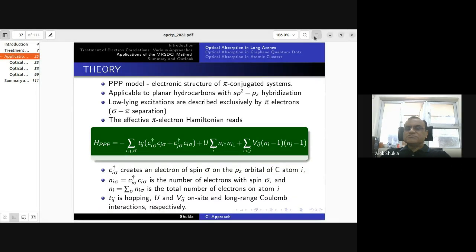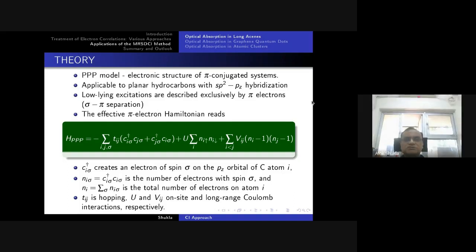Let me just go to the slideshow. Okay, so here we were. So here, like I said, a PPP model was designed by Pariser, Parr and Pople. So it was basically with chemistry in mind, so pi conjugated materials. But the terminology is very similar to what the physicists use in the context of the Hubbard model. Okay, and the electrons which are involved here are strictly pi electrons. So we assume that sigma pi separation is there. Okay, and sigma electrons are so far away from the Fermi level that they will not contribute to low-lying optically excited states. Okay, so in that approximation, we can reduce the entire problem only to pi electrons. Okay, and we can forget about the remainder of the electrons in the system.